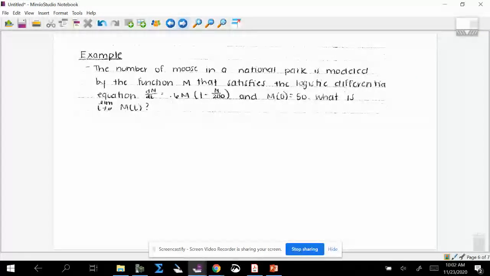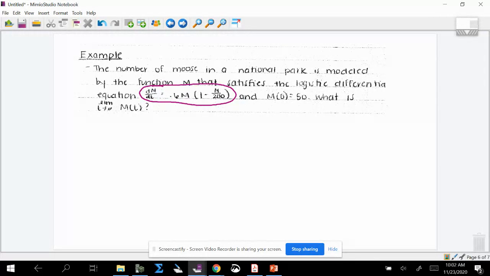So I saw this question. This was on a PowerPoint I have somewhere. I might even be able to pull the PowerPoint. And it was talking about the number of moose that is living in a national park. And the idea is that the equation of the growth of the moose population is given here.